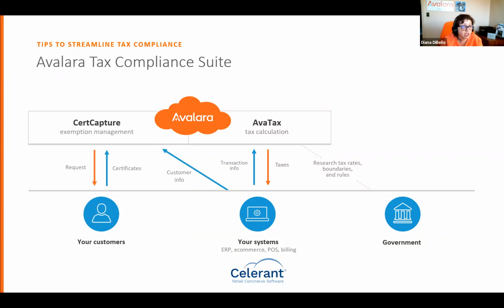We also have Cert Capture that's fully integrated with Avatax, and we'll also get a feed from your systems to set up those exempt customers. You can then request certificates from your customers and they can complete them in the easy portal. And then last but not least is the returns. So we have the managed filing returns where we will take all the information and we will file those returns to the jurisdictions and we will do the remittance for you.